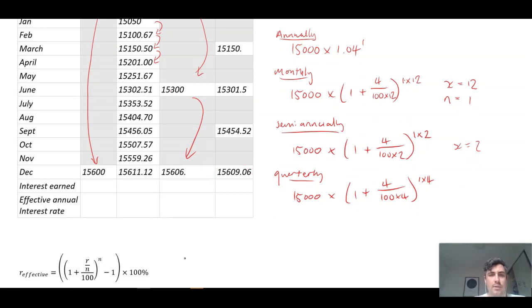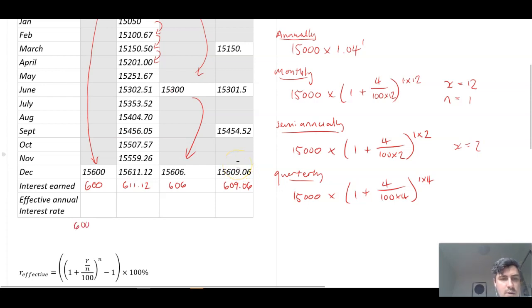And we get 15,609.06. Now, that means that the interest earned in the 3 cases is different. So we've got 600, we've got 611.12, we've got 606, and we've got 609.06. Effectively like the profit that you've made in the year. So you can see that the monthly has earned you a couple more dollars than if you do it without monthly, with quarterly or with semi-annually. So the interest rate does vary.